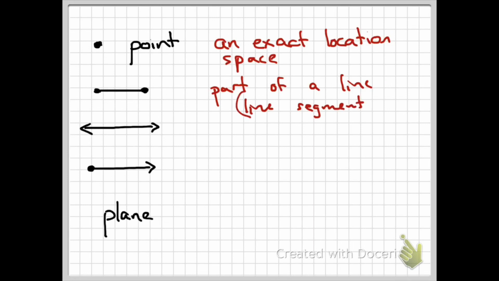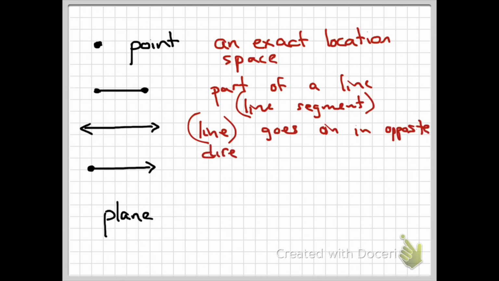which is easily confused with what we see next, which is called a line. A line goes on in opposite directions infinitely. That means that the line will continue on forever. If you think of a number line going negatively, it's going to go on forever. There's an infinite amount of solutions or possibilities, and then positively it can go in the other direction infinitely as well.